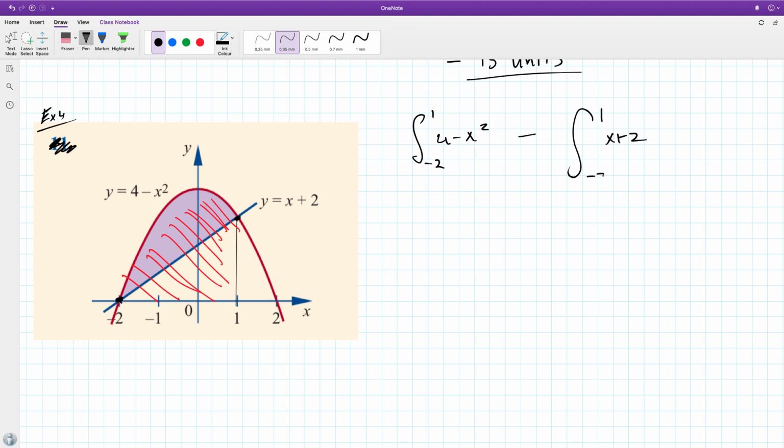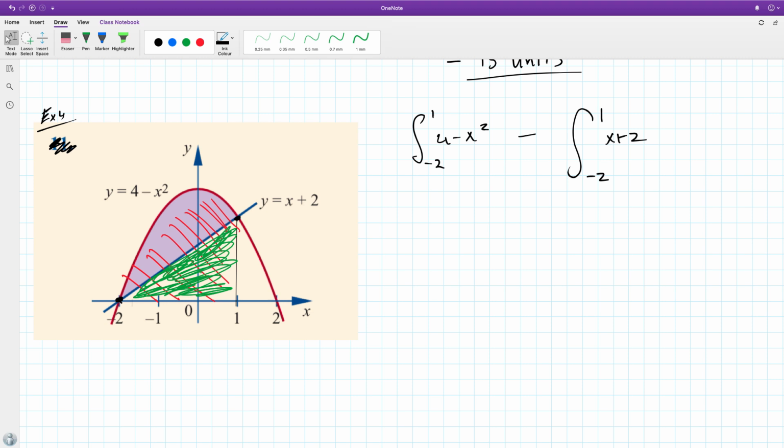1 and minus 2. Integrate my line between 1 and minus 2, what's that going to give me? This inside here, isn't it? So if I have the whole thing and take away what's in green, what's it going to leave me with? What's in purple. Very, very important to see what you're going to do.